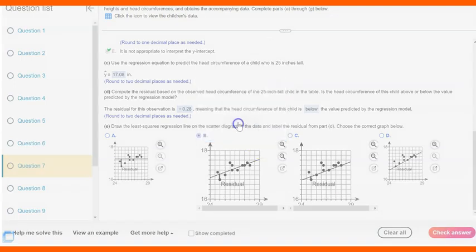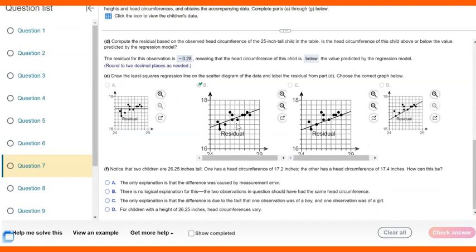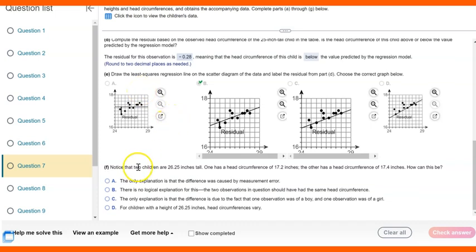That's the right graph. Okay, part E. Oh, that's the E. Okay, part F. Notice that two children are 26.25 inches tall. One has a hair circumference of 17.2 inches, the other has 17.4 inches.